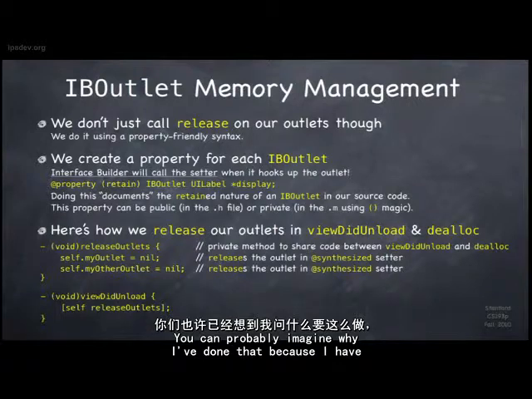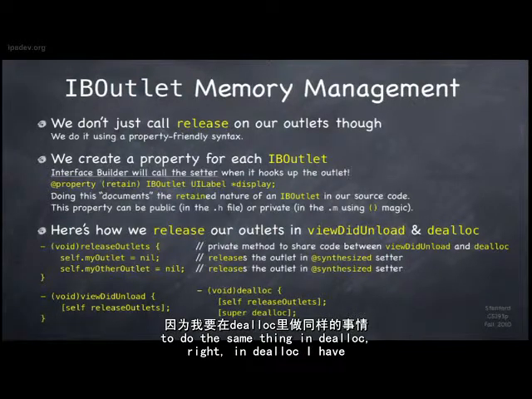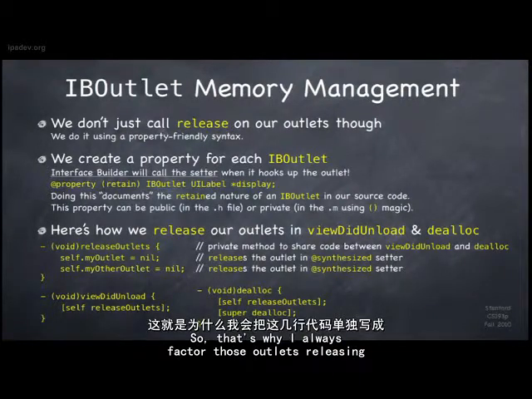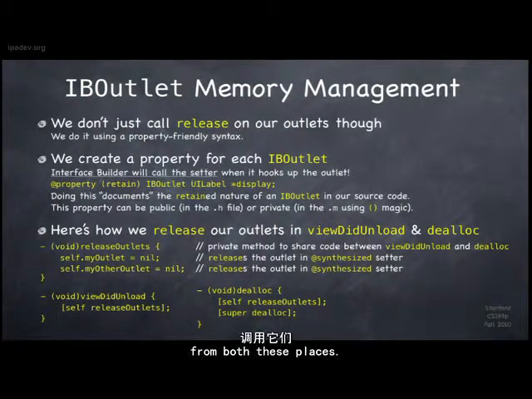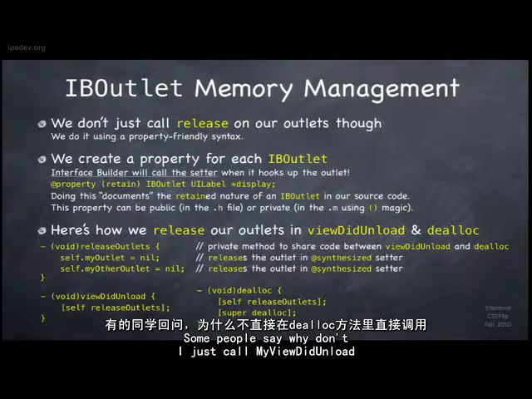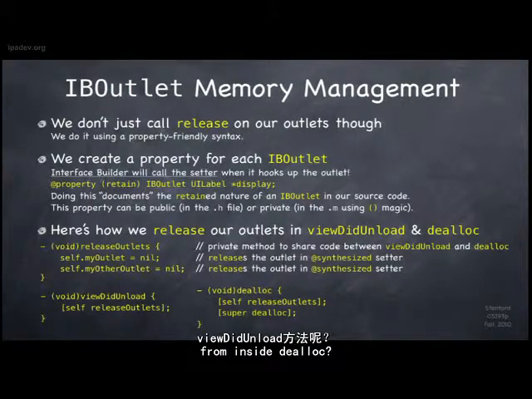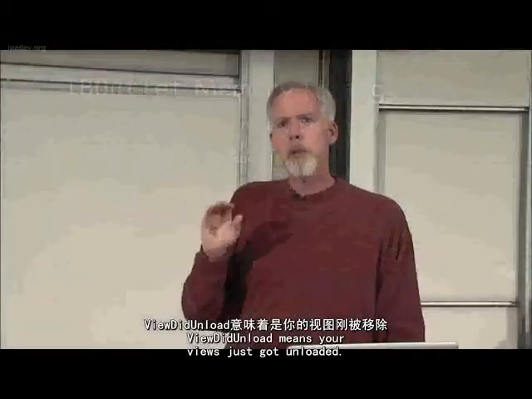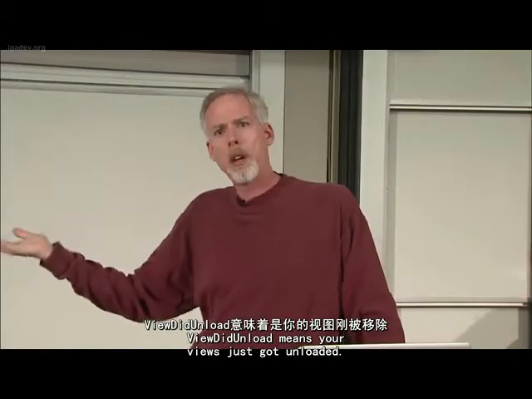You can probably imagine why I've done that, because I have to do the same thing in dealloc. In dealloc, I have to say [self releaseOutlets] and then [super dealloc]. So that's why I always factor the outlet releasing into another method, because I have to call it from both these places. It's kind of silly, I know. Some people say, why don't I just call my viewDidUnload from inside dealloc? And that's bad because it's semantically wrong. viewDidUnload means your views just got unloaded.